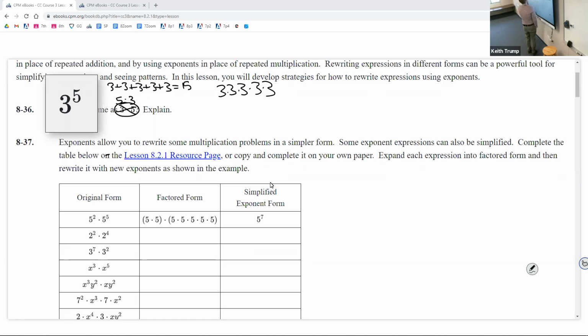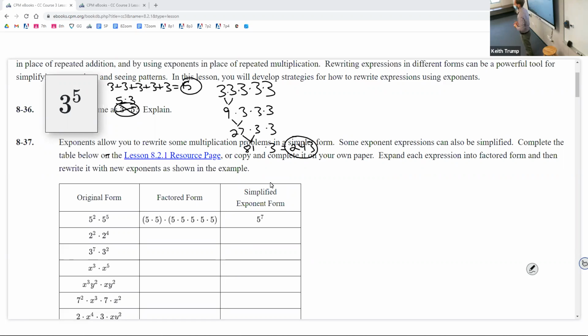Okay, so we have 3 to the 5th being 3 times 3 times 3 times 3 times 3. And the way I solve that is by multiplying all of these numbers together. 27 times 3 is going to be 81, and that's going to be 243. Okay, so 243 is not the same thing as 15. You can see that these are very different. So when you're doing exponents, it's very important to remember you're multiplying, you are not adding, okay?